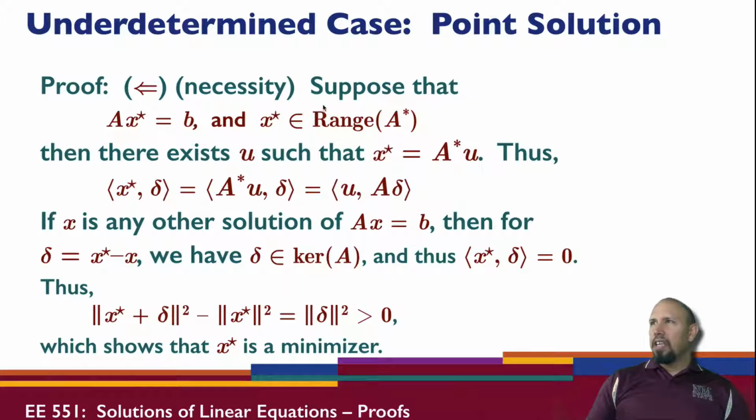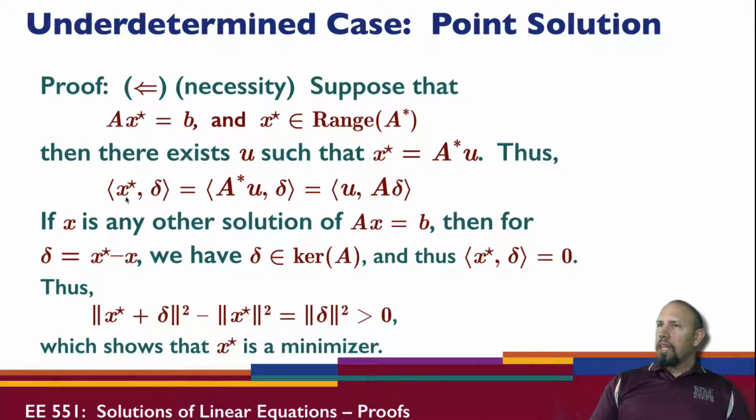Necessity. Suppose that we have a solution, x star is equal to B, and x star is in the range of A adjoint. So what does this mean? X star being in the range of A adjoint means that there is some u such that x star is equal to A adjoint times u. To be in the range of a matrix, that means there's some vector that got you there. I don't know what u is, but there must be some u such that x star is equal to A adjoint times u.